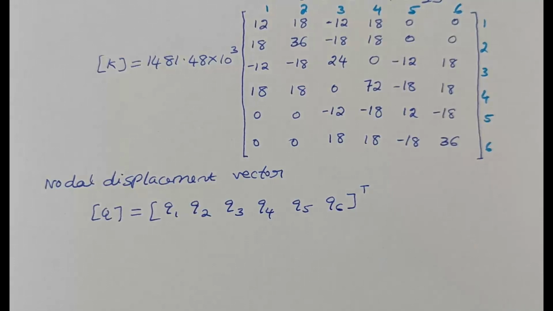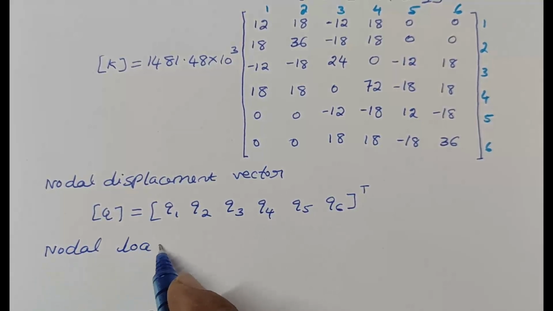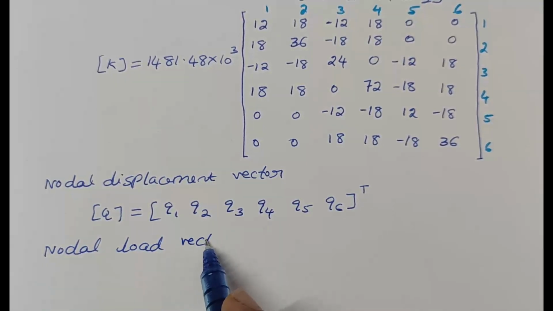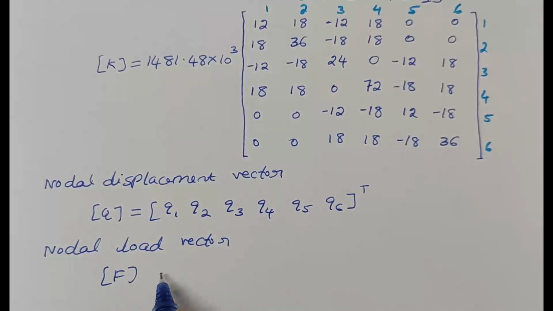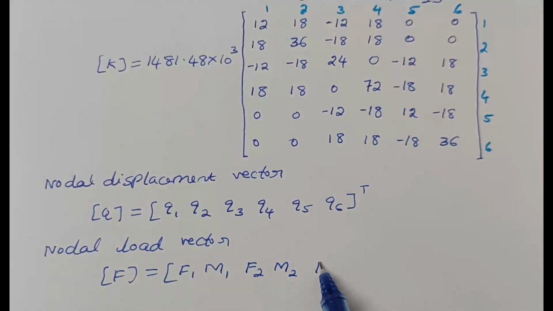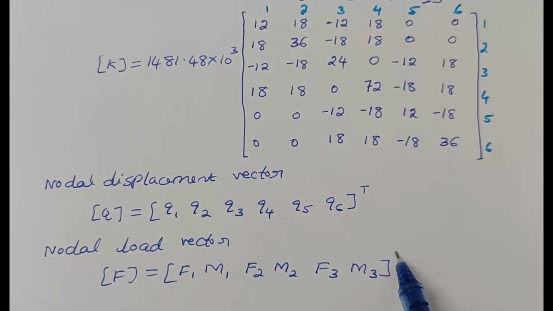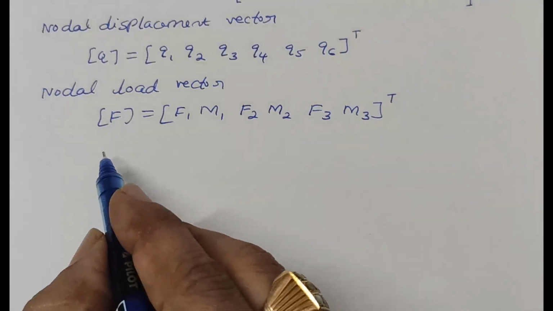Next is nodal load vector, that is F is, at node 1 the nodal force is F1 and nodal moment is M1. Similarly, at node number 2 it is F2, M2. At node number 3 F3, M3 transpose.